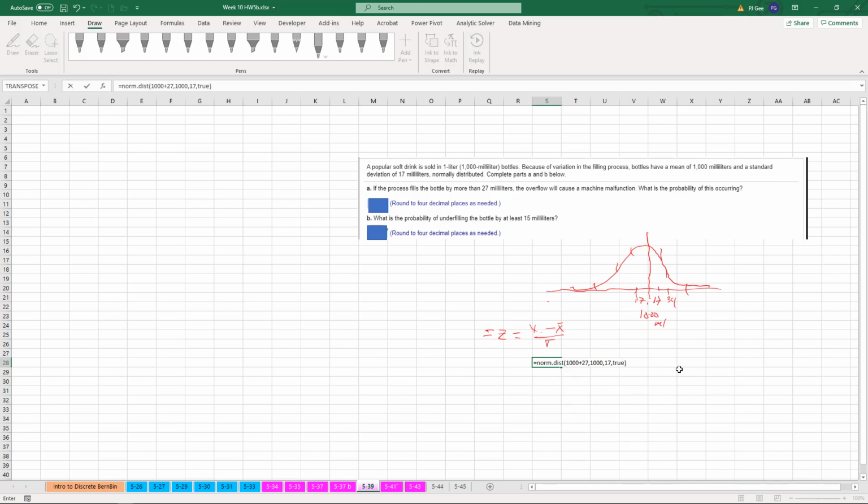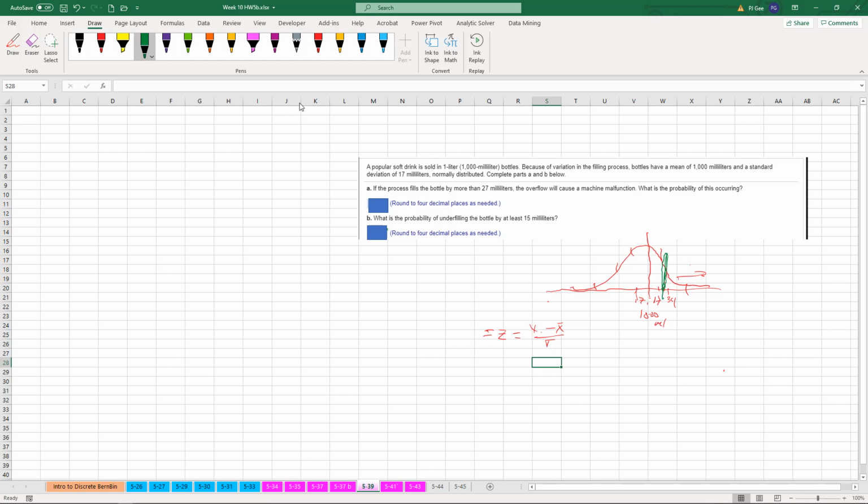Now remember that we're looking at the right tail here. So we're looking at what percentage of these is going to be above 27. If the process fills more than 27 milliliters, the overflow will cause a machine malfunction. So what we want to do is find the percentage up here in the upper tail above 27. So 27 is the line right here. Above here, it gets damaged. So we need to figure out how many standard deviations that is.